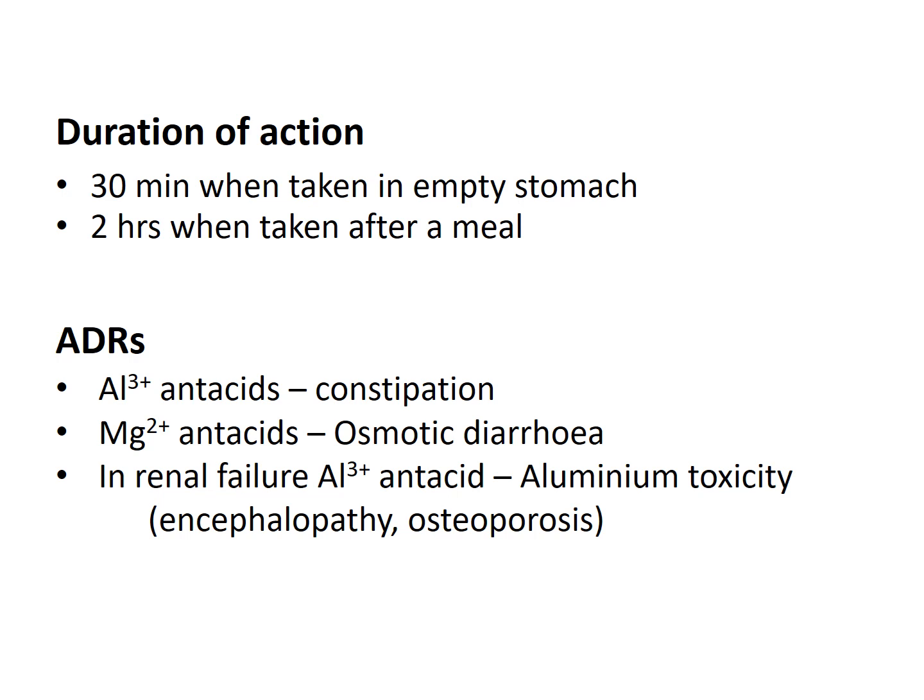When we are using these aluminum-containing antacids in patients who have renal failure, it can lead to aluminum toxicity, which leads to encephalopathy and osteoporosis. So aluminum-containing antacids should not be used in patients who have renal failure or some renal disease.